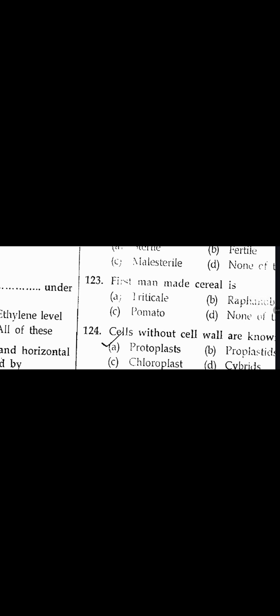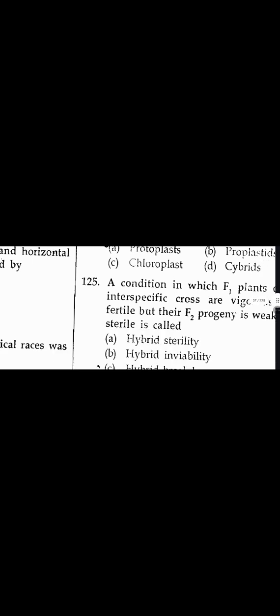The first man-made cereal is, absolutely, it's critical. Question number 124. The cells without cell wall are known as protoplast. Question number 125. The condition in which the F1 plants of interspecific crosses are vigorous and fertile, but the F2 progeny is weak and sterile, it is option C, hybrid breakdown.